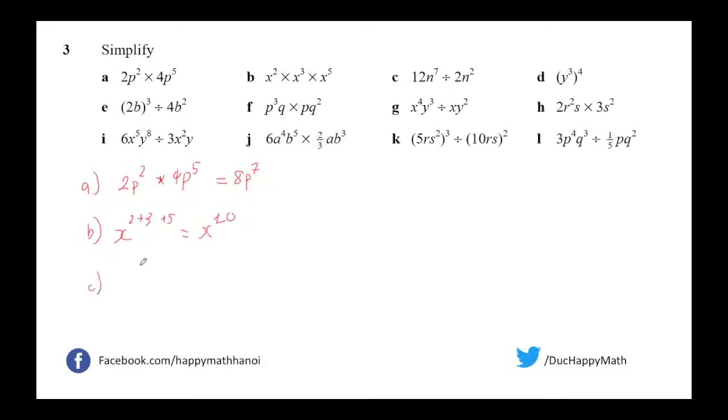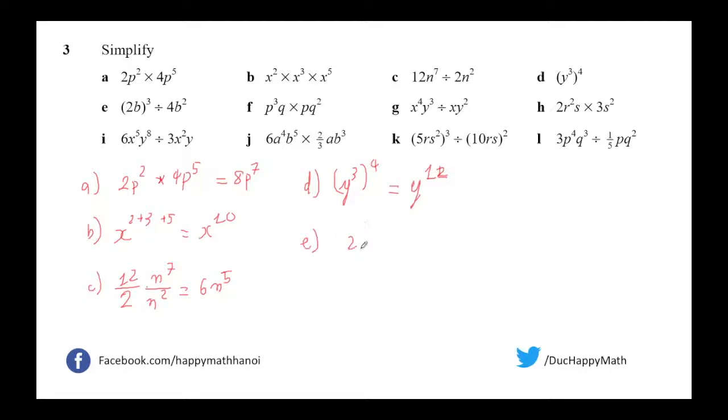And C, division. 12 divided by 2, and n power to 7 divided by n power to 2. So 12 divided by 2 is 6 and n power to 5. D, inside the bracket you have y power to 3 and outside 4, so this is y power to 12.